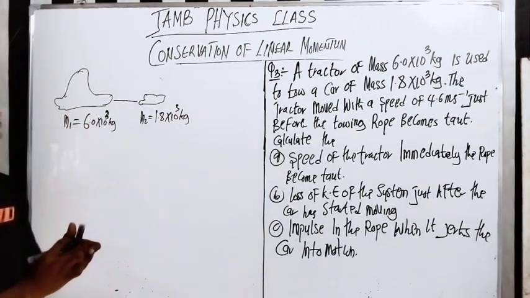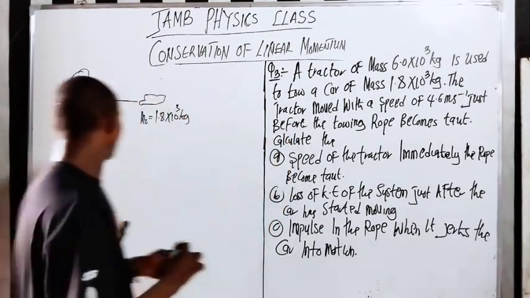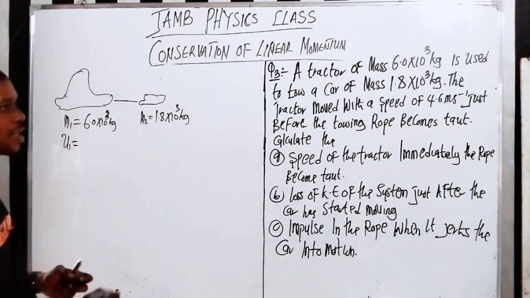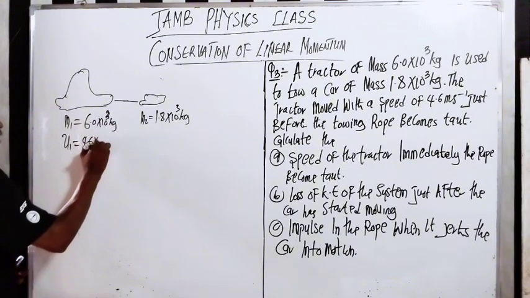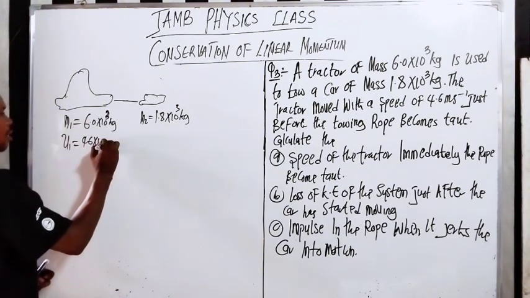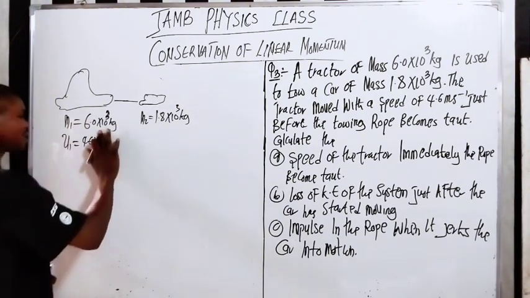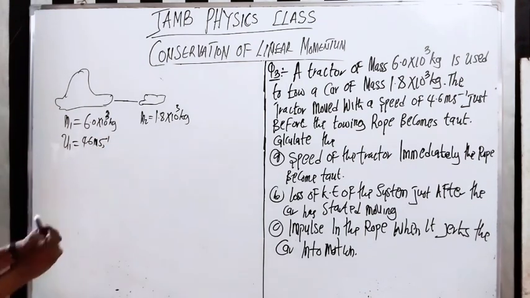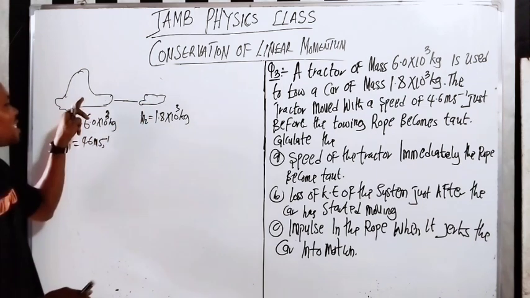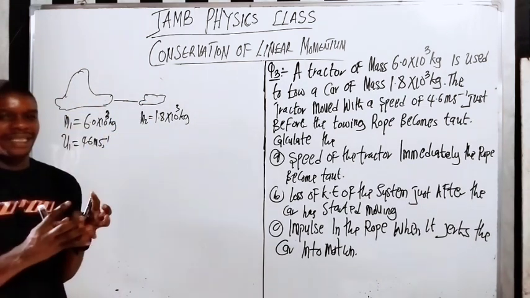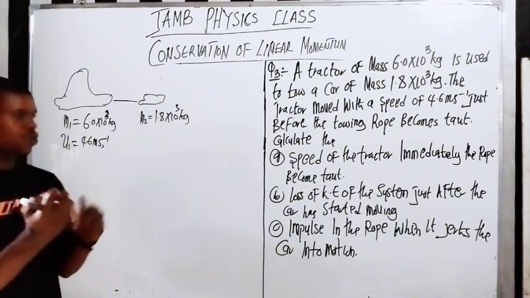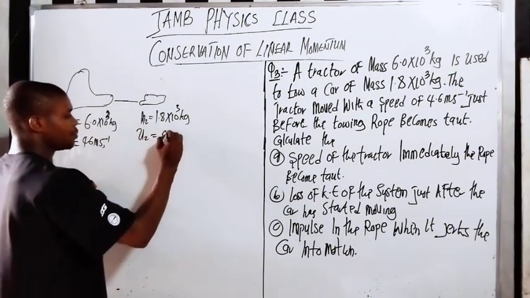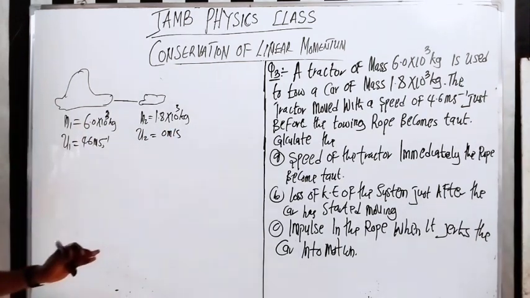Can you see that? Now the tractor moves with a speed, so my initial velocity is 4.6 meters per second. Remember, the car is not moving, so its initial velocity u2 is 0 meters per second. That is it.